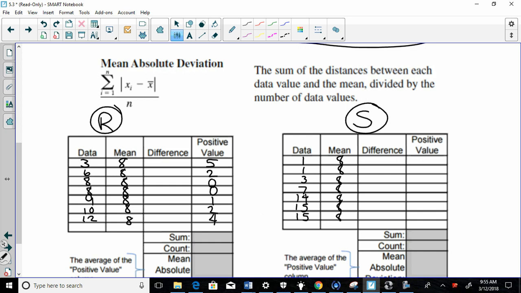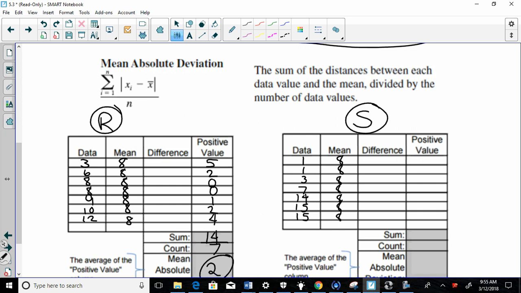Adding them. So what's 5 plus 2, plus 1, plus 2, plus 4? 14. And count means how many numbers. How many numbers are there? How many data points? 7. And so what is 14 divided by 7? 2. So your absolute mean deviation would be 2.